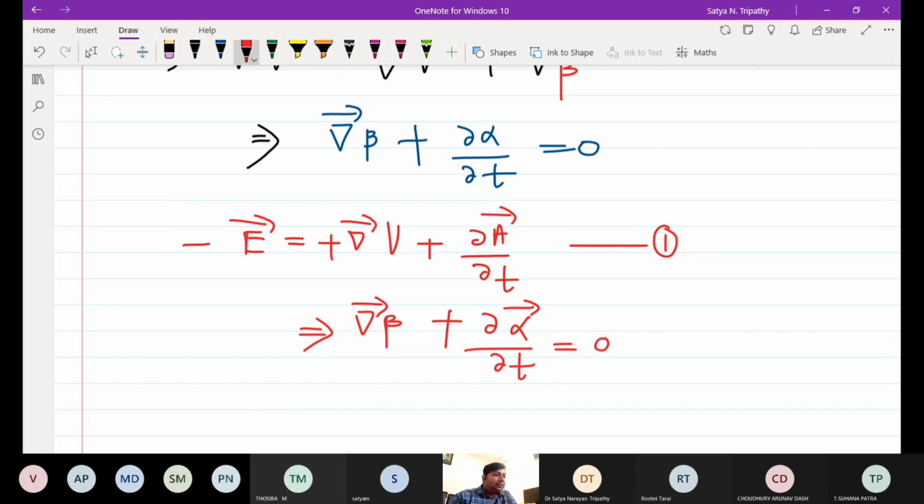Now this curl is basically the electric field, so this is 0. So we can have beta, where beta is the gradient of alpha.